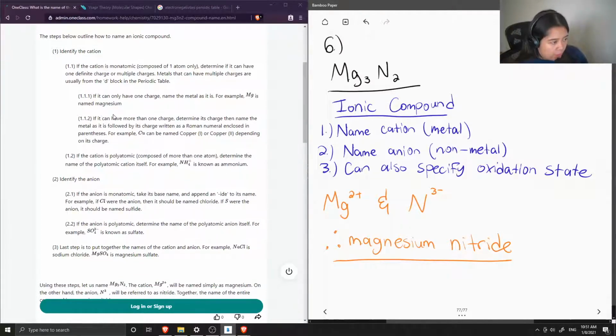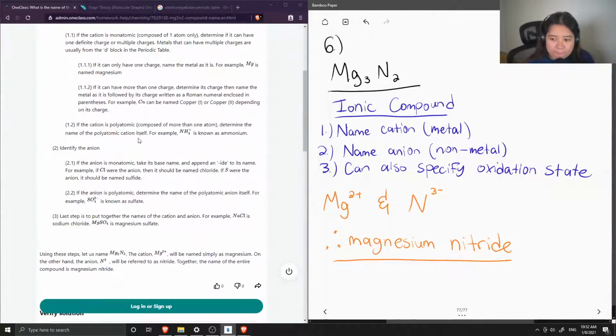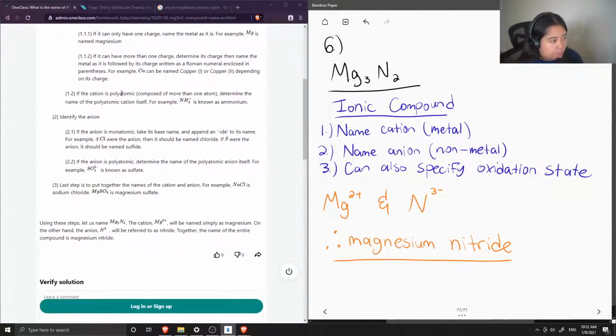If it can have more than one charge, determine its charge, then name the metal as it is, followed by its charge written as a Roman numeral in parentheses, or you can use the Greek name, but it's easier to just do the parentheses. And if the cation is polyatomic, composed of more than one atom, determine the name of the polyatomic cation itself. But in our case, it's just magnesium, so we're good.